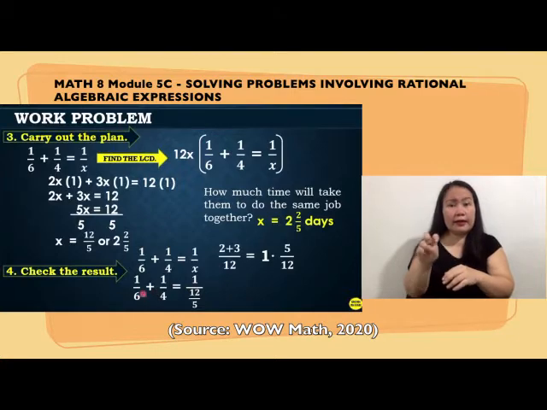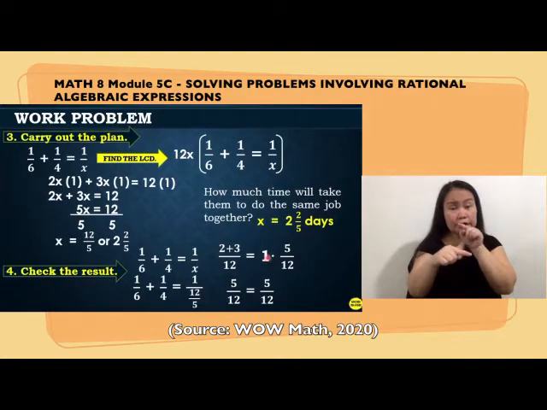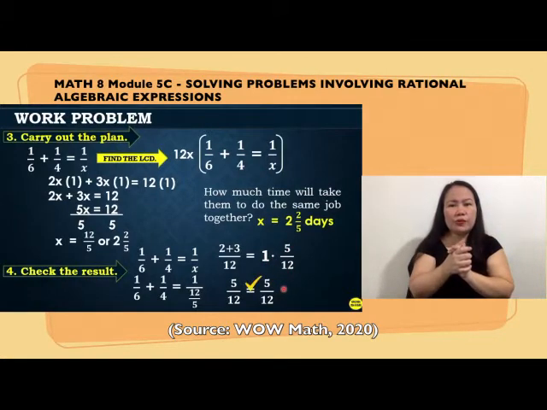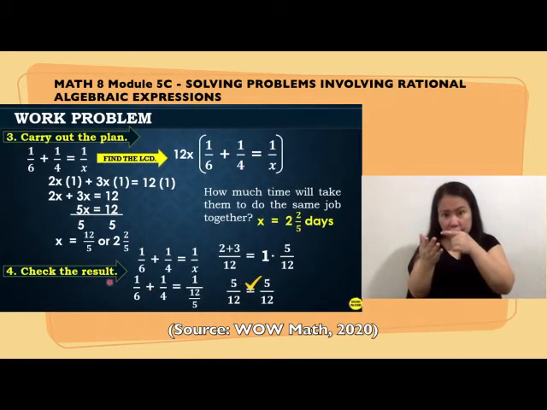The LCD of 6 and 4 is 12. So yung numerator natin is magiging 2 plus 3. The reciprocal of your denominator, that is 5 over 12. So we will have now 5, 2 plus 3, that is 5 over 12. Ito ay 1 times 5, that is 5 over 12. So as you can see, they are equal. Therefore, our solution is correct. So always check the result.